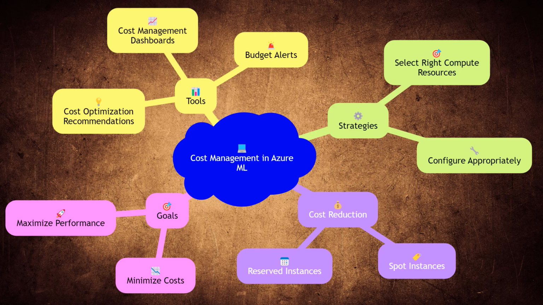Managing and optimizing the cost of compute resources is crucial for the success of your machine learning projects. Azure Machine Learning provides several tools and features to help you monitor and control costs. These include cost management dashboards, budget alerts, and cost optimization recommendations. By carefully selecting the right compute resources and configuring them appropriately, you can minimize costs while maximizing performance. Additionally, using spot instances and reserved instances can further reduce costs.